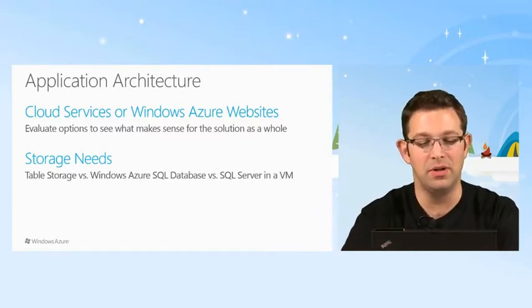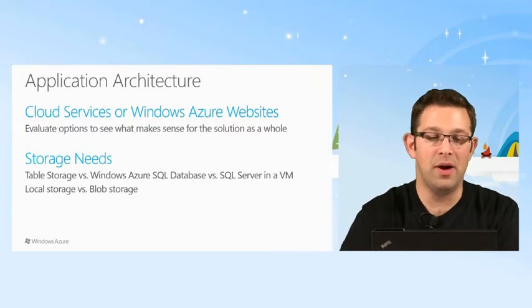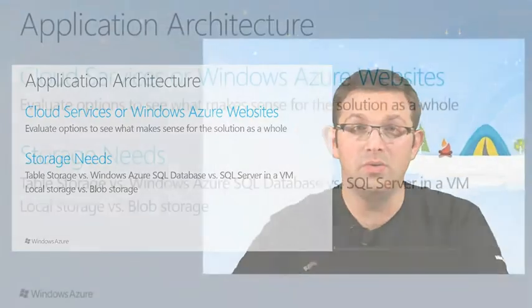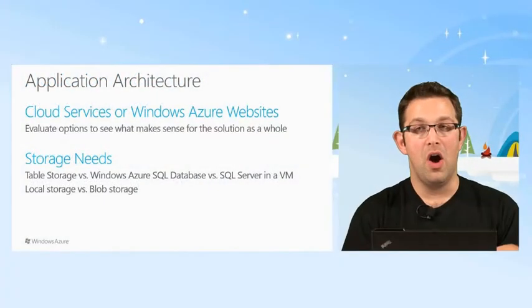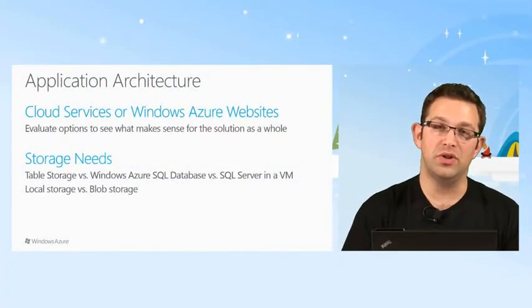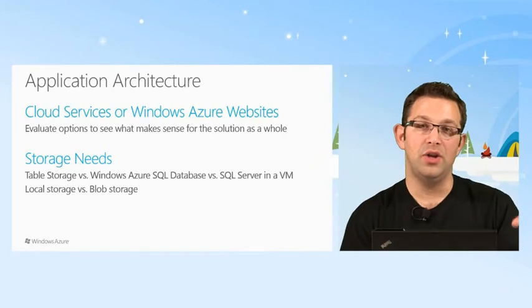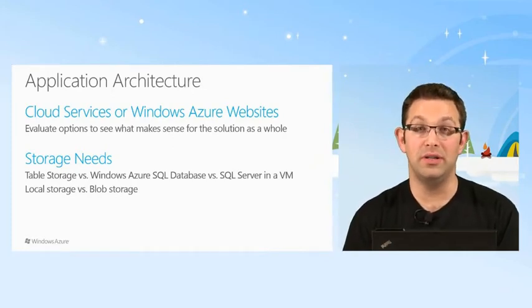So each one of those we're going to go into. We'll also talk about, do I use local storage on the cloud service, or do I use blob storage? And we'll talk about what that means. But again, these are decisions that we need to make, because chances are the applications that you have today that you're thinking of migrating are using local storage. So they're actually writing data to hard drives as part of the machine that they're on.